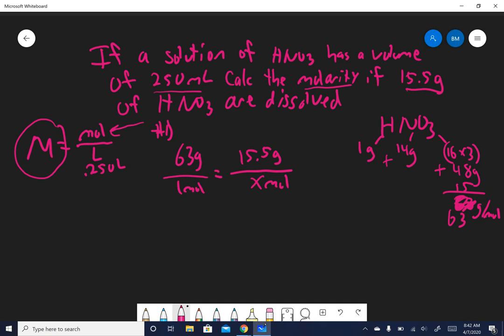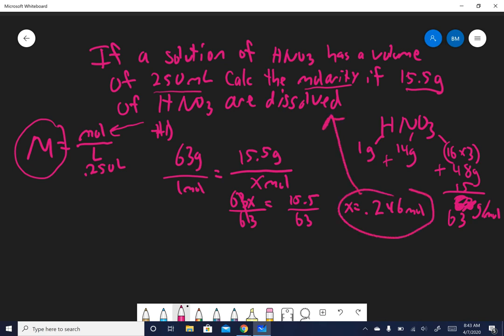So 63x equals 15.5, divided by 63 divided by 63. X equals, give me a second here, 15.5 divided by 63, and I get 0.246, and I'll keep 3 sig figs. So that's how many moles are in this solution. I know there's a lot on the screen right now. Okay, so 0.246 moles is 15.5 grams.